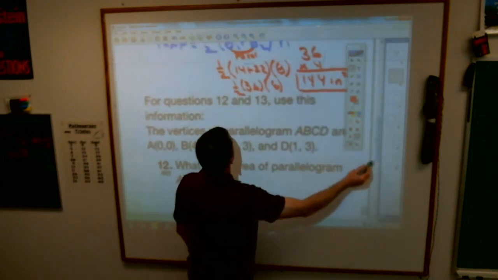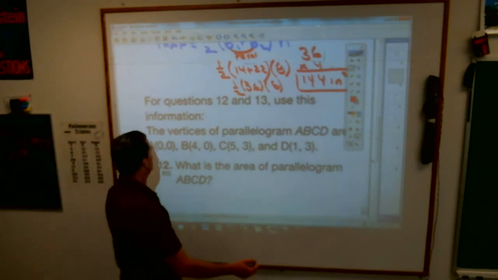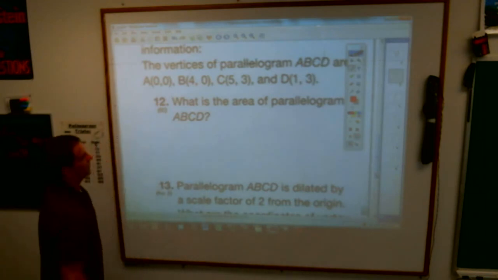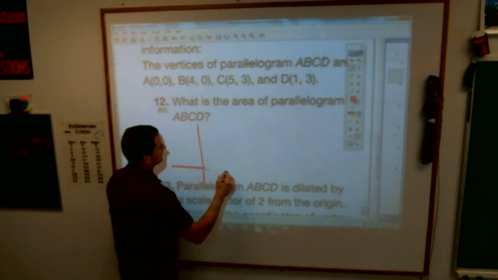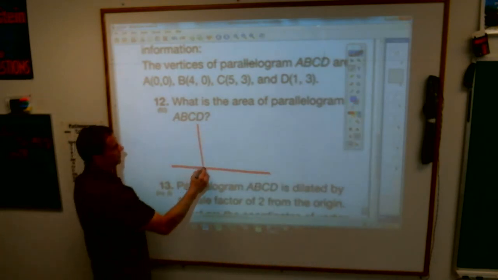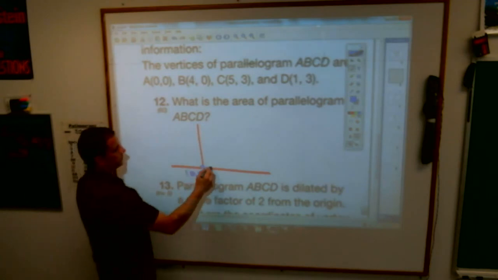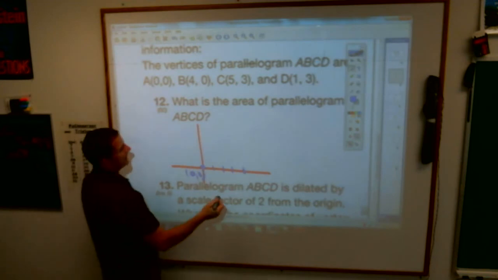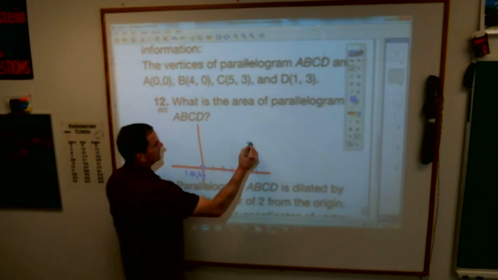Uh-oh. For questions 12 and 13, use this information. The vertices of parallelogram A, B, C, and D are given. What is the area of the parallelogram? Let's see if we can do this. Origin, 0, 0. 4, 0. 1, 2, 3, 4, 0. 5, 3. 5, 1, 2, 3.